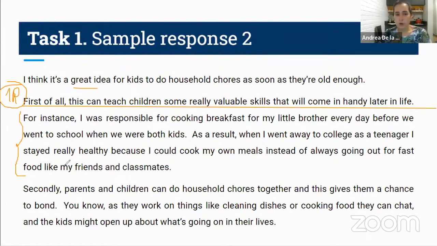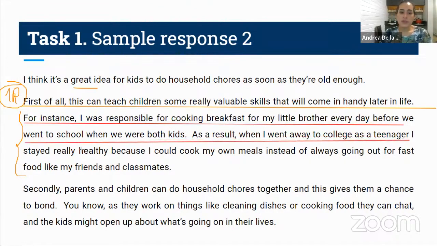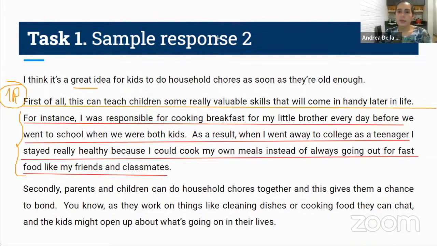to explain it more. So in the second part, when he says, for instance, I was responsible for cooking breakfast for my little brother, all of that is an example. For instance means for example. So instead of explaining his reason, which is the mistake that most students make, he is using an example to explain his reason, right? That is the best way that you can explain your reason. Use an example.